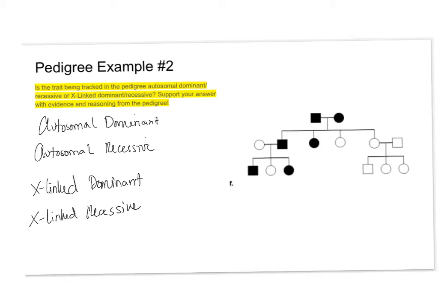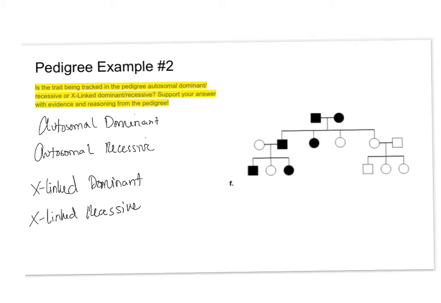Okay, and then just like we did in the previous example, we're just going to go one by one to eliminate some of the options and hopefully narrow down to just one option. Okay, so right off the bat, we notice that there aren't any carriers marked in this pedigree, which doesn't necessarily mean that they're not there, it just means that they're not indicated.